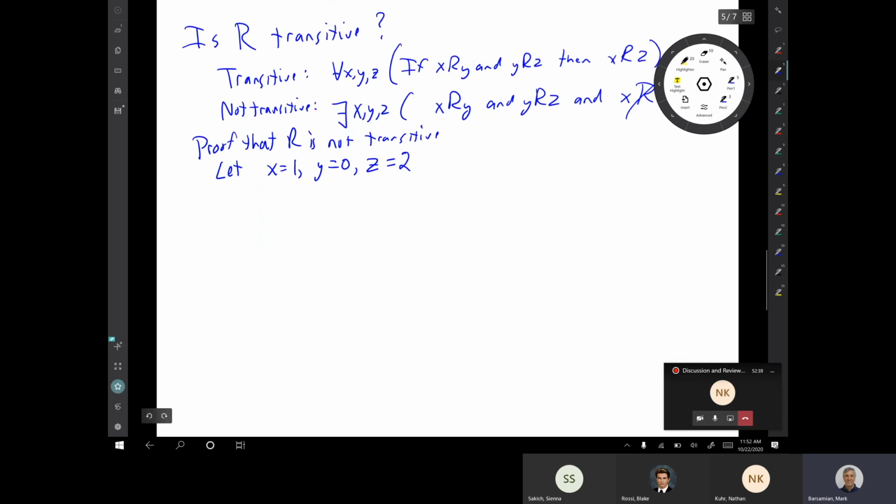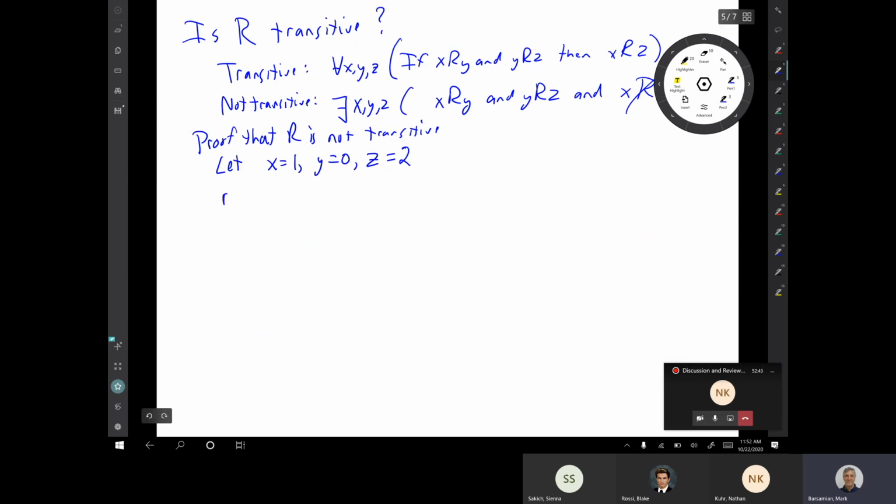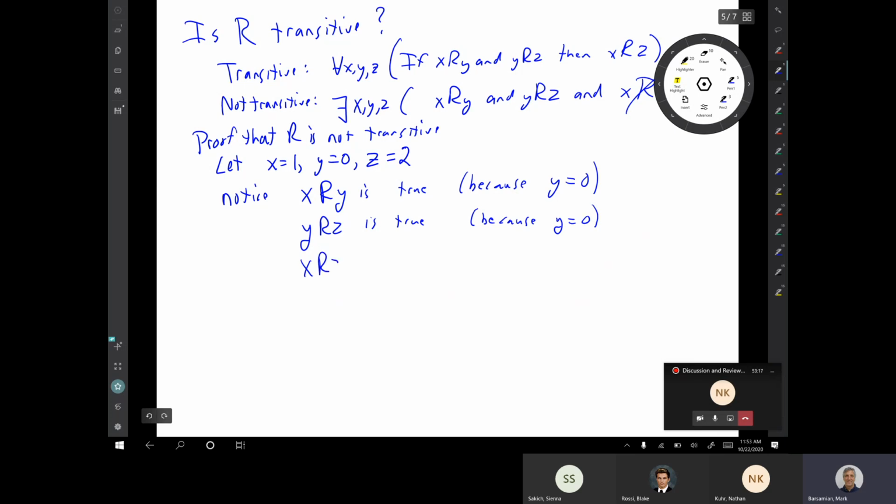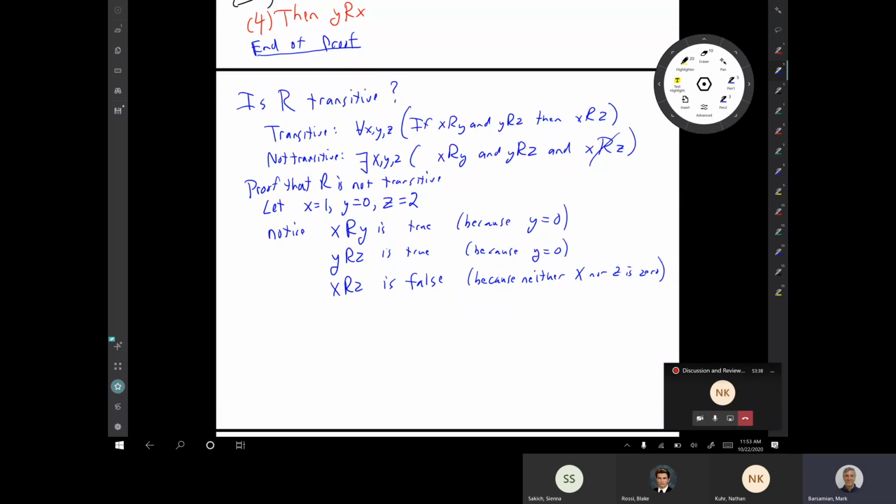And so then you even want to hit the reader over the head with it even more. So what are they supposed to make of this? Well, notice x R y is true because y is equal to 0, and y R z is true because y is equal to 0, but x R z is false. As Nathan said, because neither x nor z is 0. Okay.